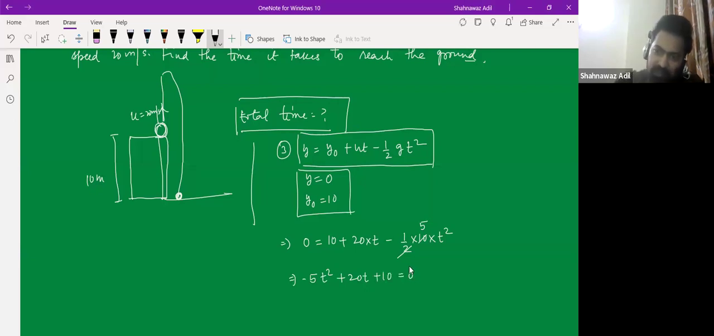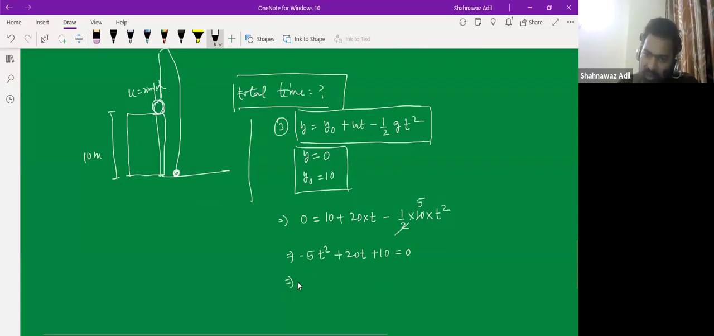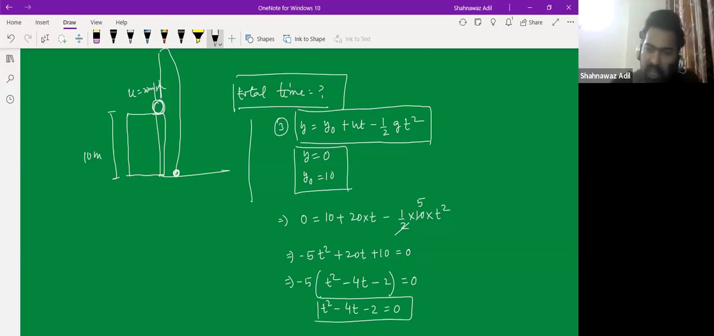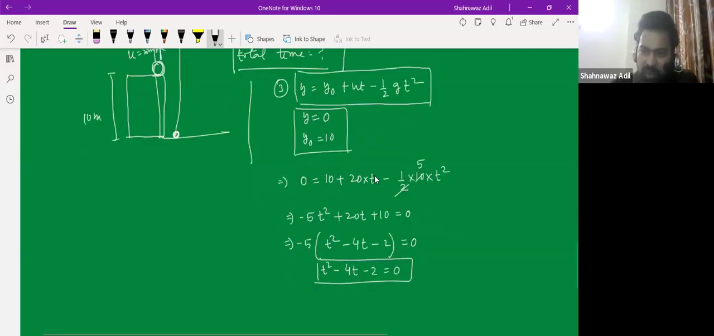So we can take minus 5 common. So minus 5 common, this is t square minus 4t minus 2, that is equal to 0. So what is the equation? t square minus 4t minus 2 equal to 0. So this is the equation, right? And now we have to calculate the time. So what would be the time?